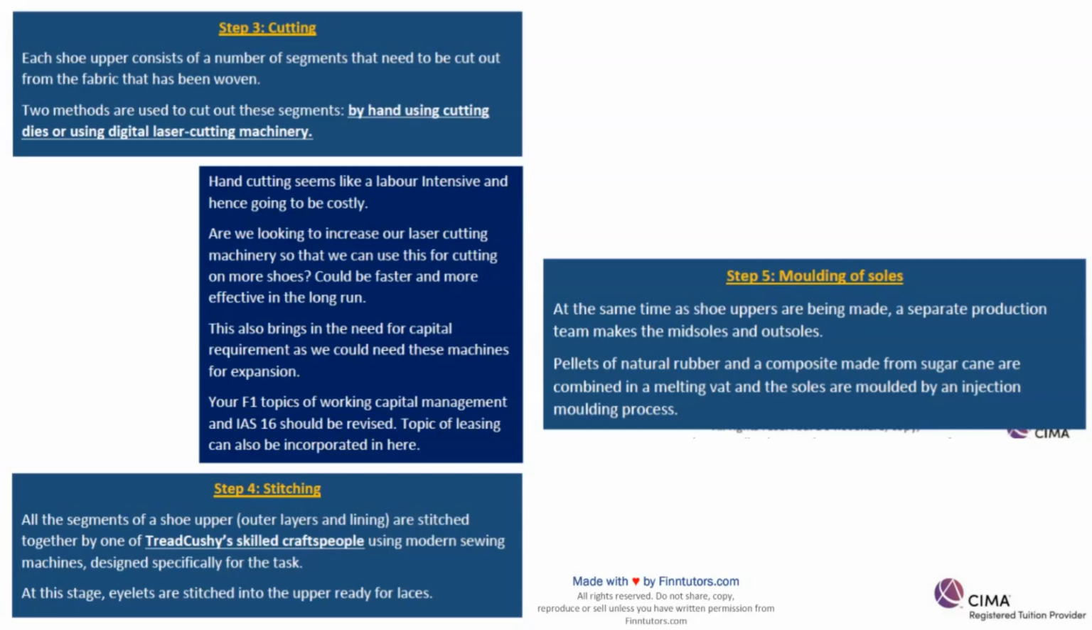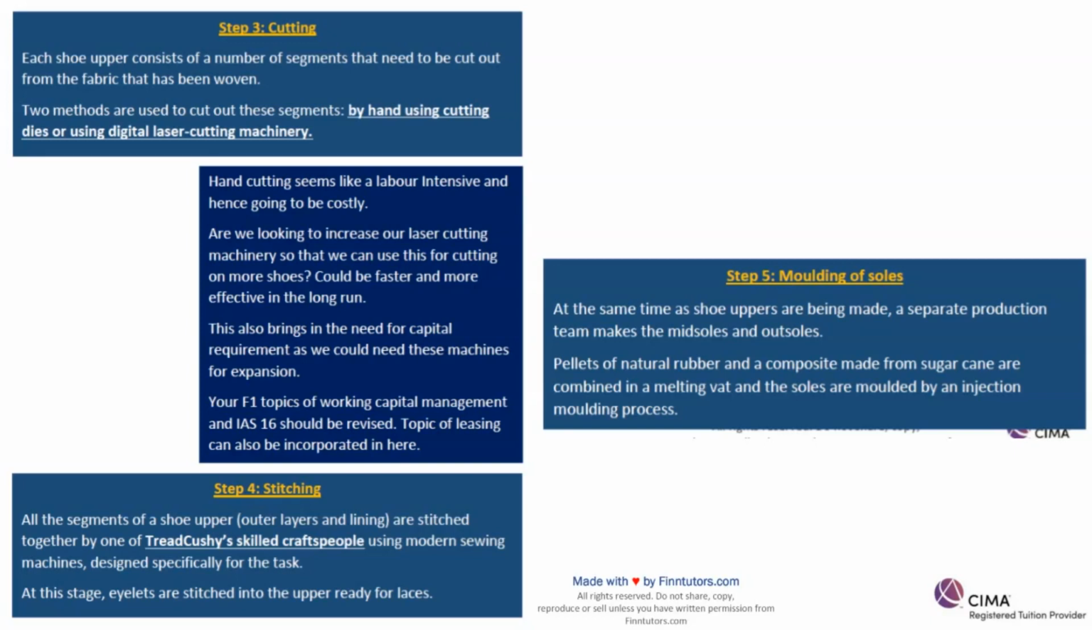But this brings in the need for capital requirements, because you may need to buy new machines. So, how will you source that capital? Brings in your F1 topics. Also, if you're looking to invest in new machinery, you can buy the machinery, so IAS 16 comes into the picture. What if you're looking to lease that machinery on a long term lease? Leases, IFRS 16, part of your F1 syllabus again. So see how we're bringing in different scenarios.